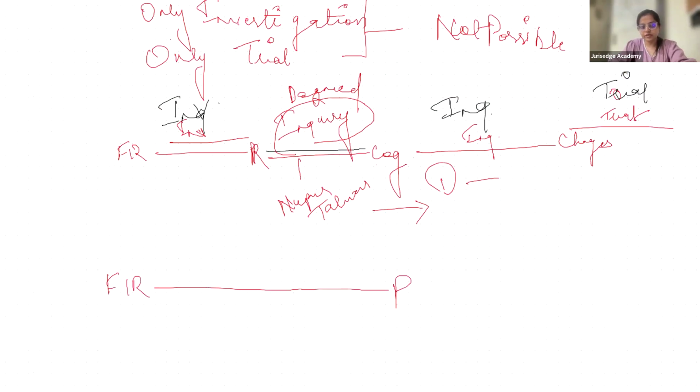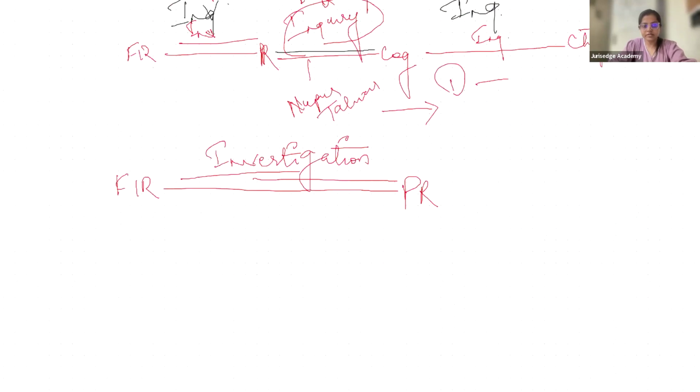procedures between this, which is a part of investigation. Or in case of a non-cognizable offense, if accepted by the magistrate, the magistrate will direct the investigation and then the police report will be filed. So then this is investigation.